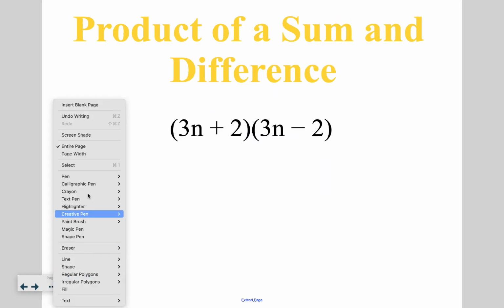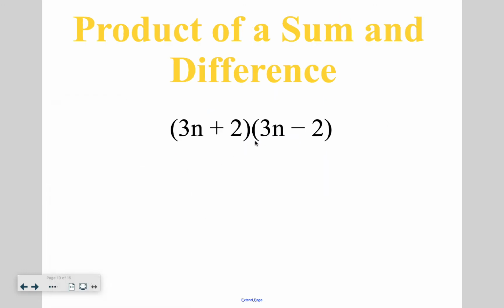So if we go through with this example, we're going to take and we're going to multiply the first two pieces. So 3n times 3n, which is going to give me 9n squared.